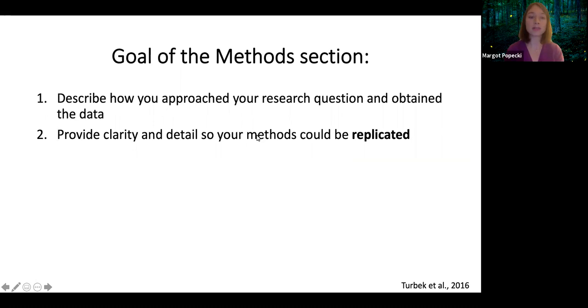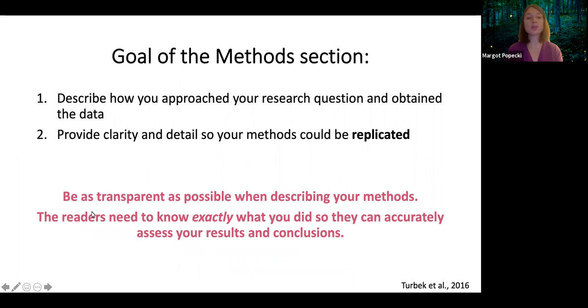The goal of the methods section is to describe how you approached your research question and obtained the data. Provide clarity and detail so that your methods could be replicated. It's important to be as transparent as possible when describing your methods. This is because the readers need to know exactly what you did so they can accurately assess your results and conclusion. This again ensures the rigor and reproducibility of your study.